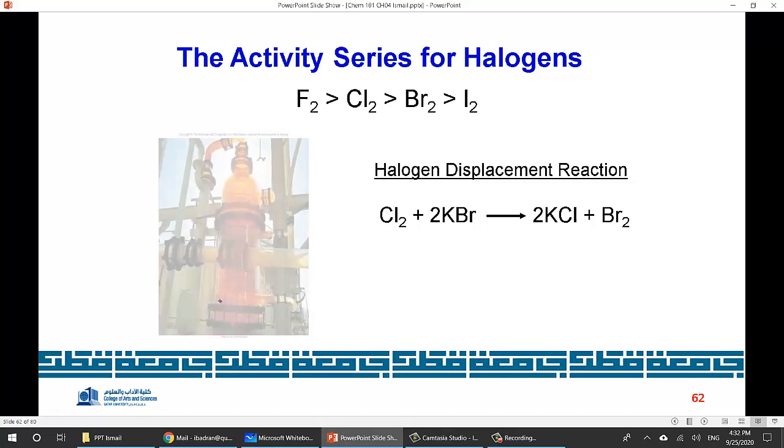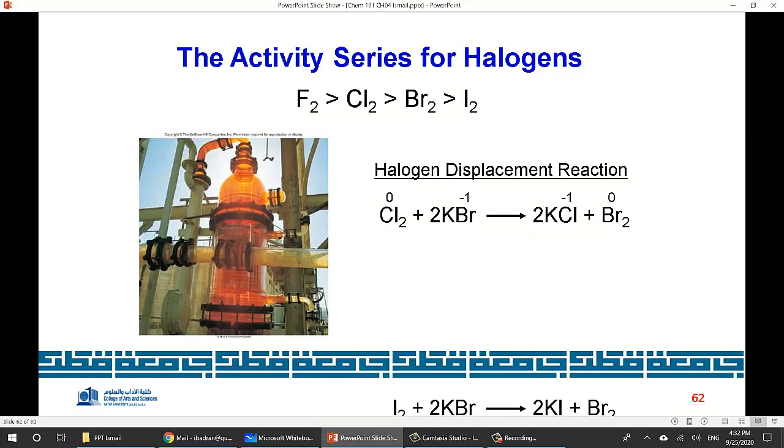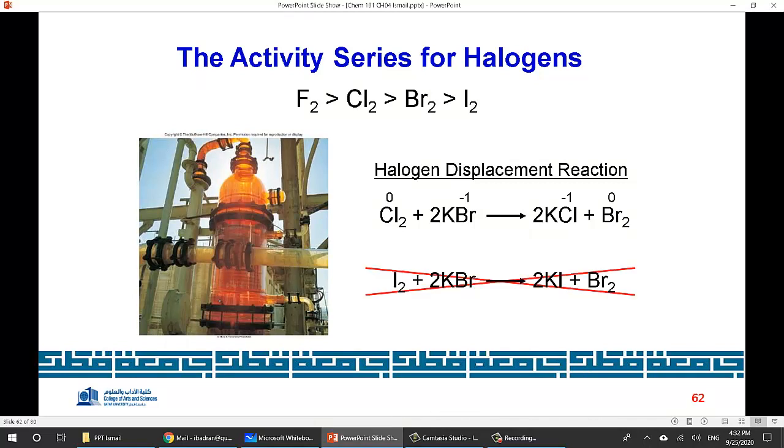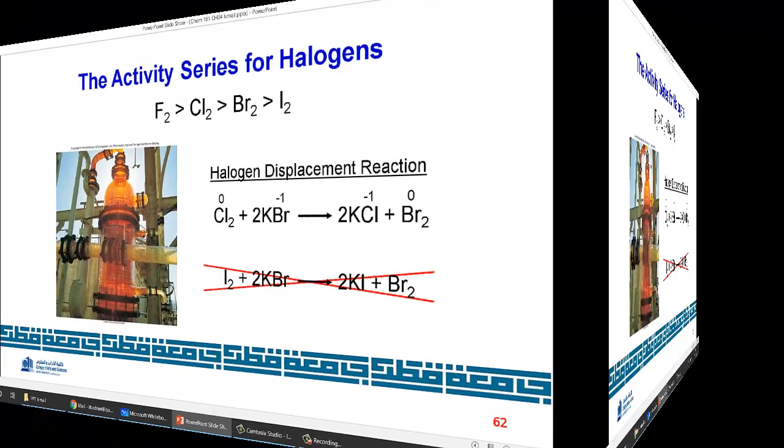And now we understand why a reaction like this does not happen: I2 plus 2KBr goes to 2KI plus Br2. This does not happen because I2 is less reactive than bromine, so bromine will still associate with potassium, and this reaction won't happen. But the reverse of this reaction will happen, by the way. If you react bromine with potassium iodide, it will form KBr plus I2.